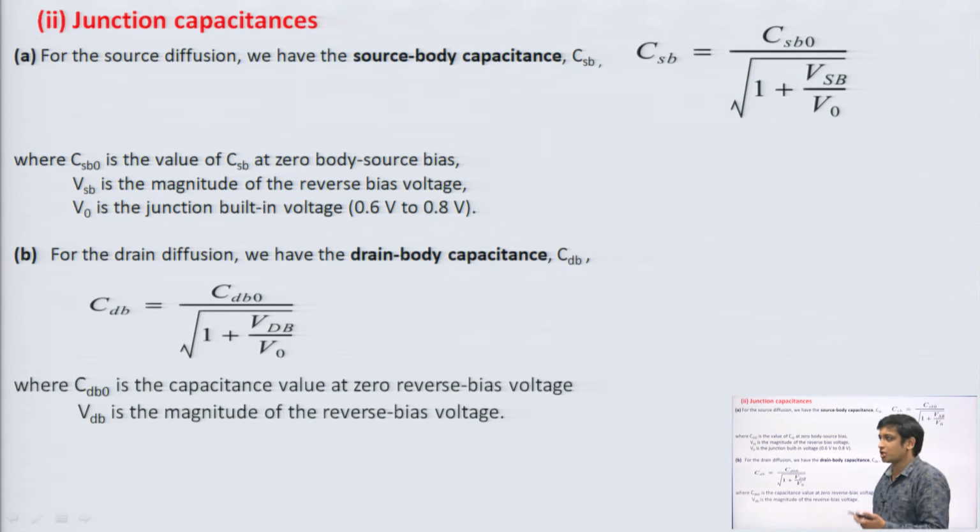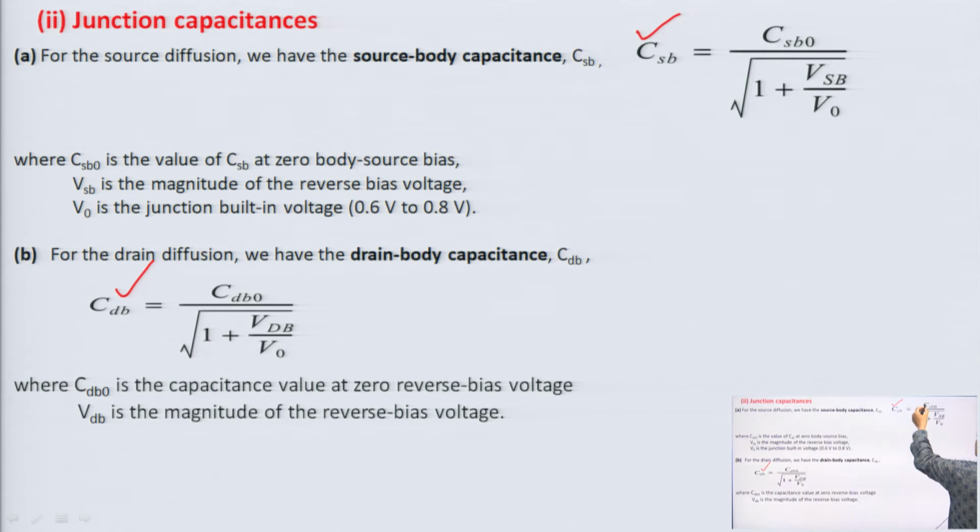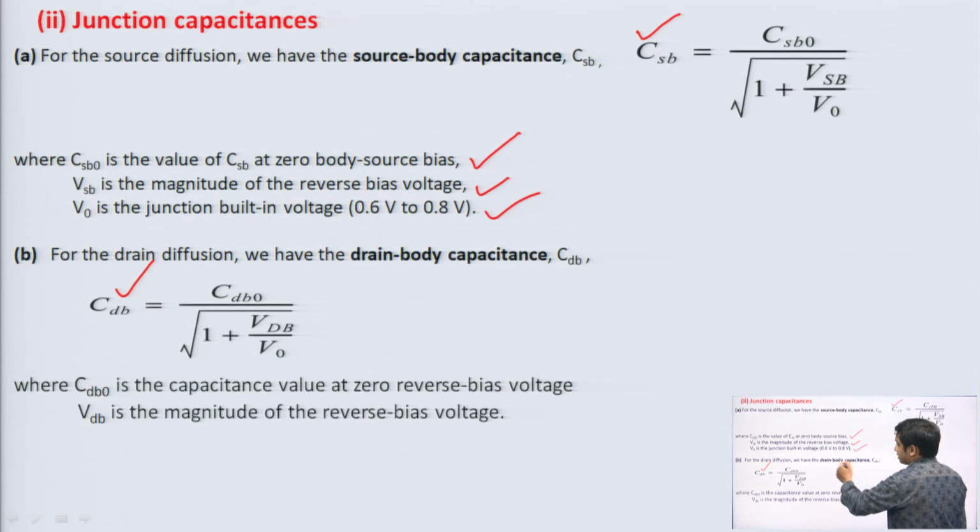Next one is the junction capacitance. The equation for junction capacitance: the first one is source to body, the second one is drain to body. The source to body capacitance is CSB naught upon under root 1 plus VSB upon V naught. CSB naught is the value of CSB at 0 body source bias, VSB is the reverse bias voltage, because you know that source to body is reverse biased. V naught is the junction built-in voltage, approximately 0.6 to 0.8 volt.